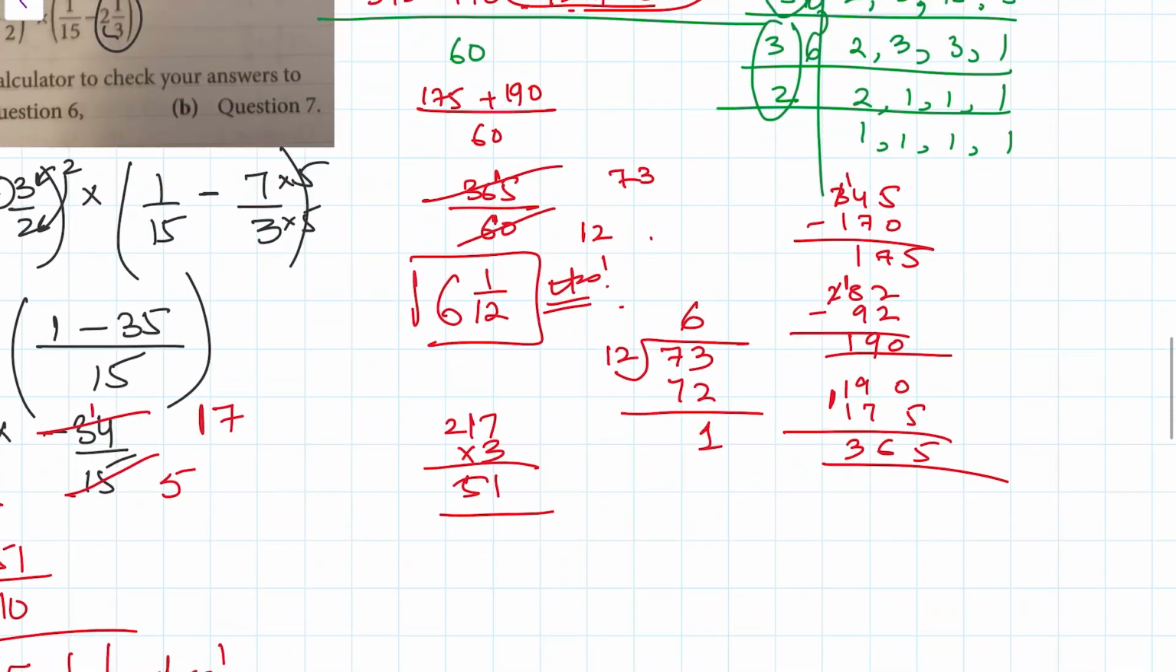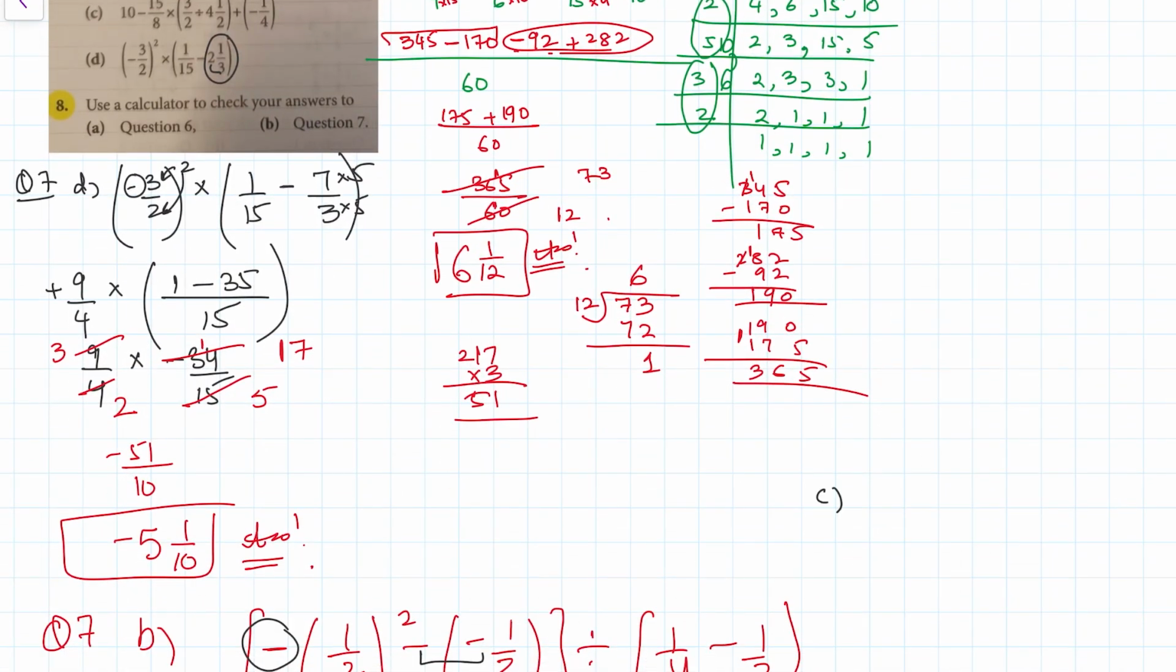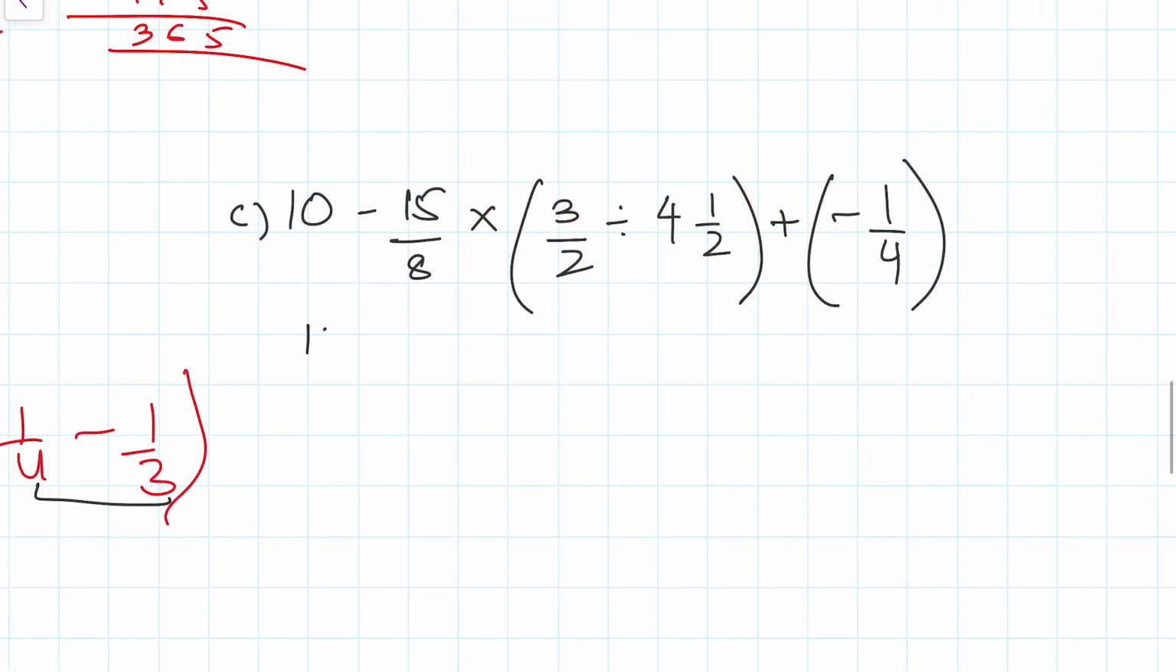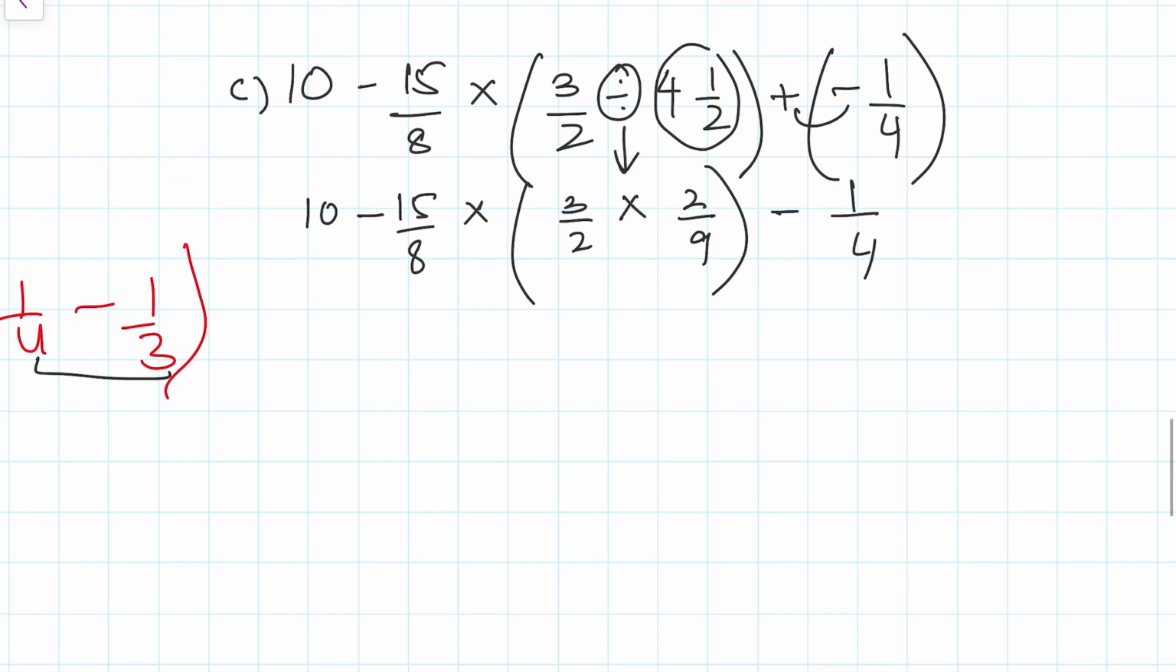Now next part is C part. I am also doing C because I feel that you need some help, more questions. 10 minus 15 upon 8 multiply by 3 upon 2 multiply by, change it into an improper fraction, it's 9 upon 2. When the division sign changes into multiplication, you reciprocate the fraction. Plus minus is a minus. 2 times 1, 2 times 1, 3 times 1, 3 times 3.